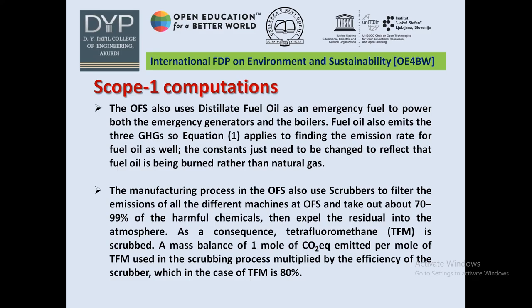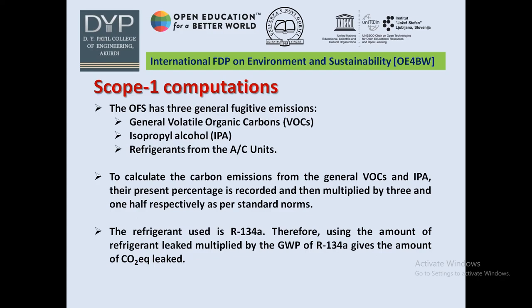The manufacturing process in OFS also uses scrubbers to filter the emission of all the different machines at OFS and take out about 70 to 99% of harmful chemicals, then expel the residual into the atmosphere. As a consequence, tetrafluoromethane, that is popularly known as TFM, is scrubbed. A mass balance of 1 mole of CO2 equivalent emitted per mole of TFM used in the scrubbing process, multiplied by the efficiency of the scrubber, which in this case is 80%. That is how we calculate.